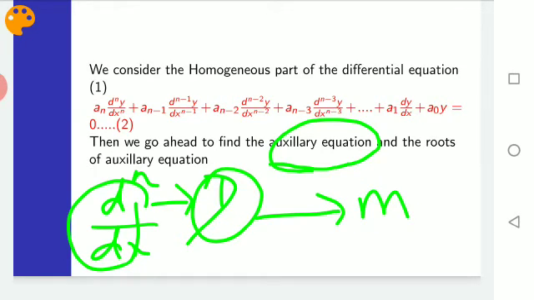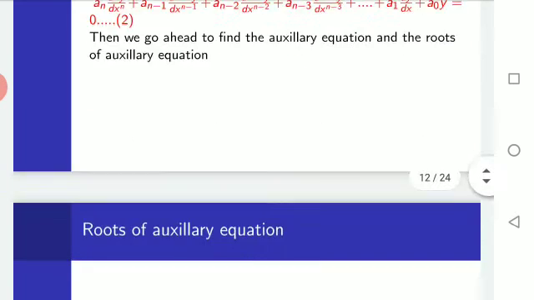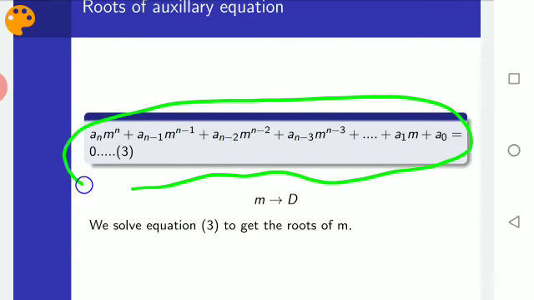So if you have the nth derivative with respect to x or D raised to n, it will change to m raised to n. So basically, from the homogeneous differential equation, I will write out the auxiliary equation. Now, what is this auxiliary equation? Equation 3 that is put over here is basically the auxiliary equation. The a_{n-1}, a_{n-2}, a_{n-3} are all got from the differential equation. Those are the constant coefficients, and we get all of this from the homogeneous differential equation.